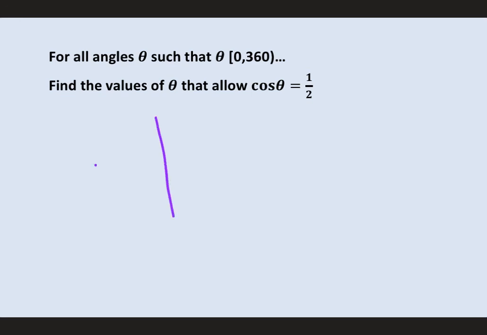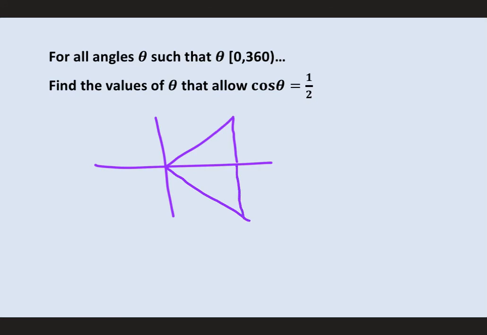We're going to draw our quadrants, and we're going to ask ourselves a couple questions. First thing we're going to ask ourselves is we want cosine of theta to be a positive 1/2. Where is cosine positive? And this is why we always practice this. Cosine is positive in quadrant 1. Everything's positive in quadrant 1. Quadrant 2 is sine, tangent. Cosine is also positive in quadrant 4. So we'll draw our 2 triangles in quadrant 1 and quadrant 4.